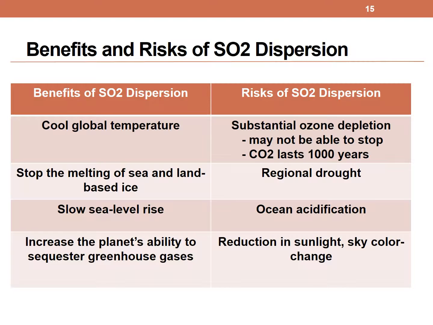The benefits include the cooling of the global temperatures, the stopping of the melting of sea and land-based ice, slowing sea level rise, and increasing the planet's ability to sequester greenhouse gases. But the risks are many, and some include substantial ozone depletion, regional drought, ocean acidification, and the possibility of sky color change, as well as reduction in sunlight. These risks are only a few and show how dangerous this system can be if implemented.